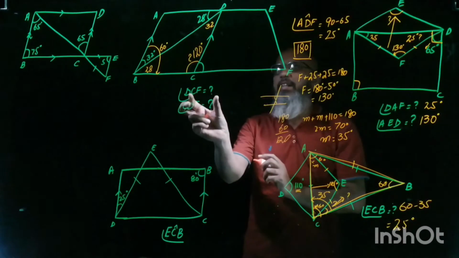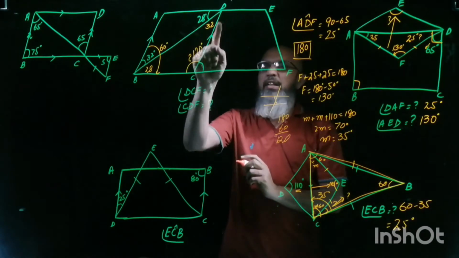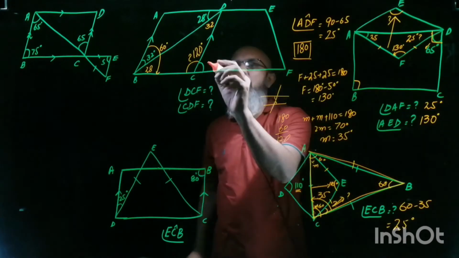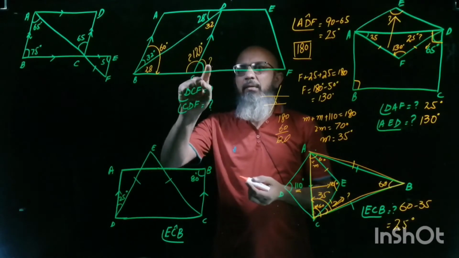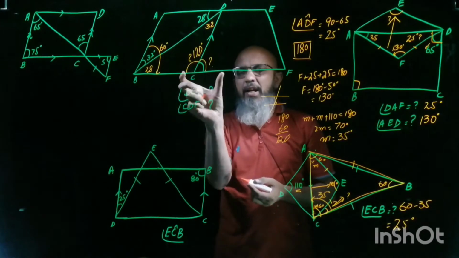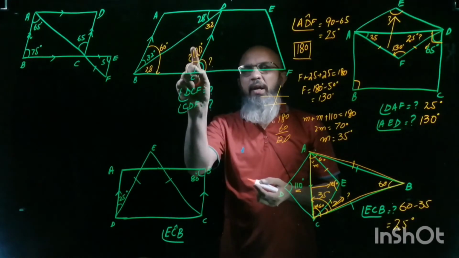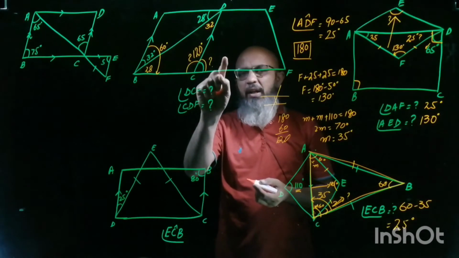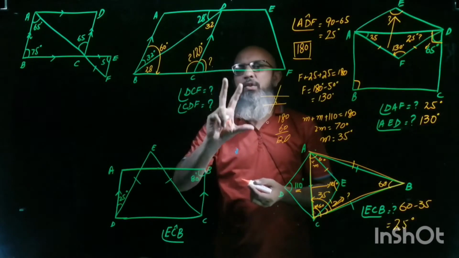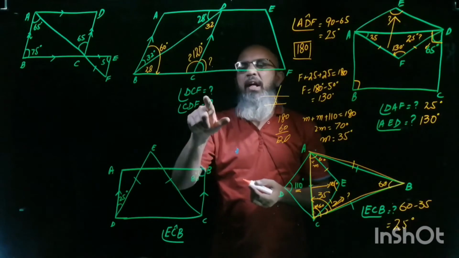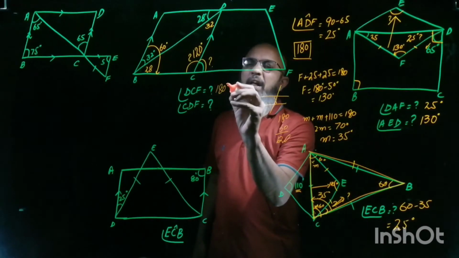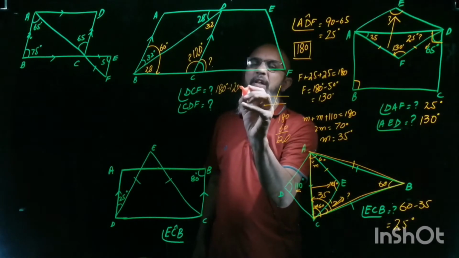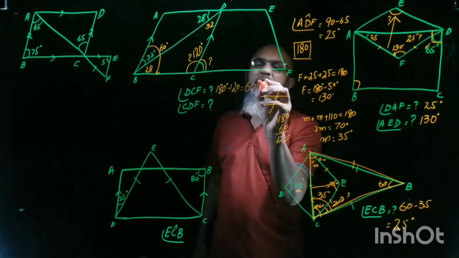Right? So now where is DCF? DCF, that is your unknown angle. So how can you find it? Again, these are supplementary angles. The angle of a straight line is 180. One angle is given to you. So what is the other angle? We will subtract 120 from 180 and we will get our DCF. You can write here 180 minus 120, that is 60 degrees.